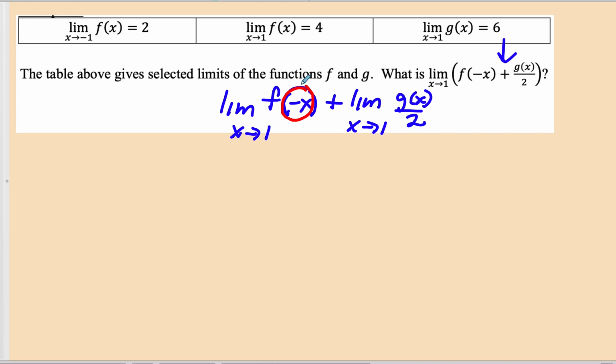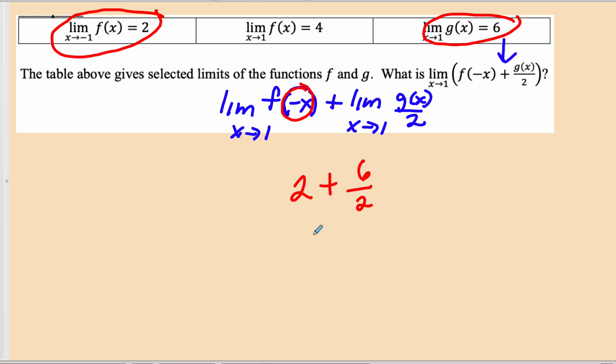All right, and as we get f close to -1, we're going to want to use this limit, and that'll be the number 2. Plus, we're going to allow x to be close to 1 of g, and then we're going to have in the numerator 6 over 2. So this will be 2 plus 3, or 5.